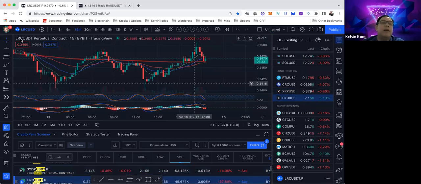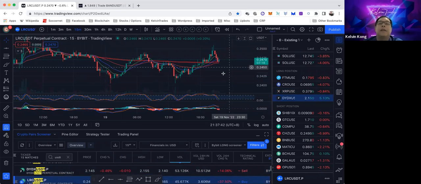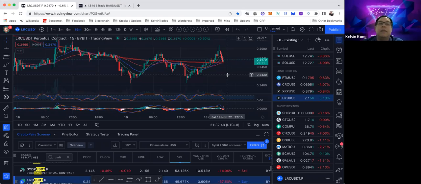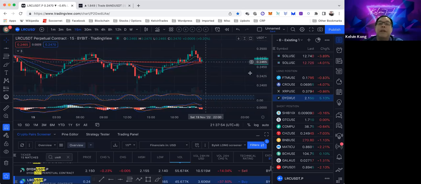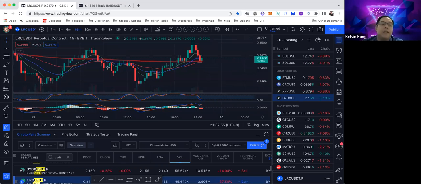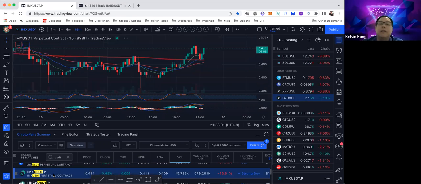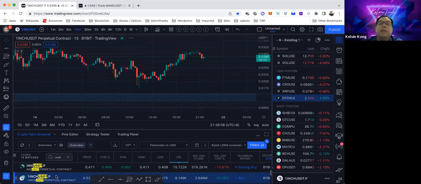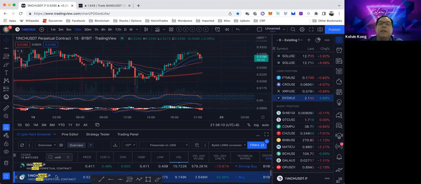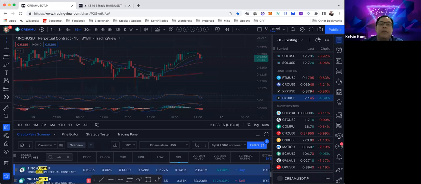Okay, guys, track LRC. It just bounced off the 200 MA. Track LRC for long. IMX. No, it already ran. 1INCH.